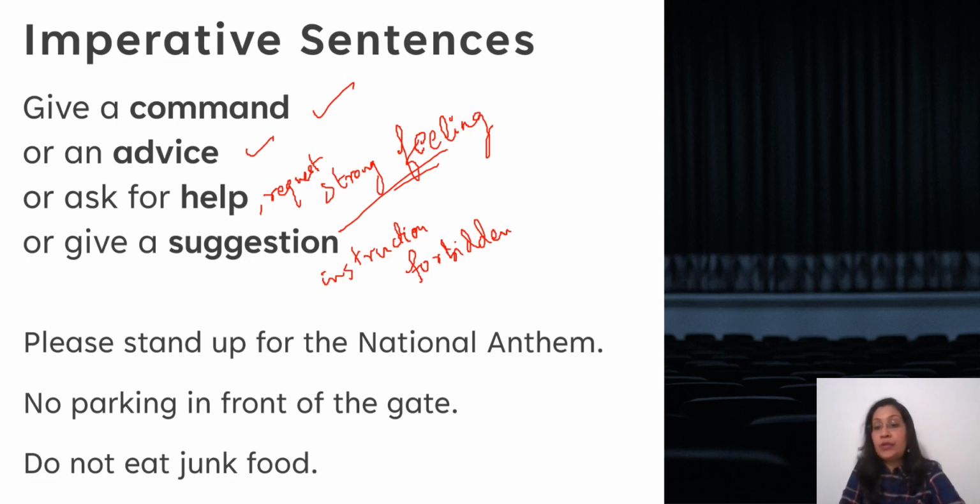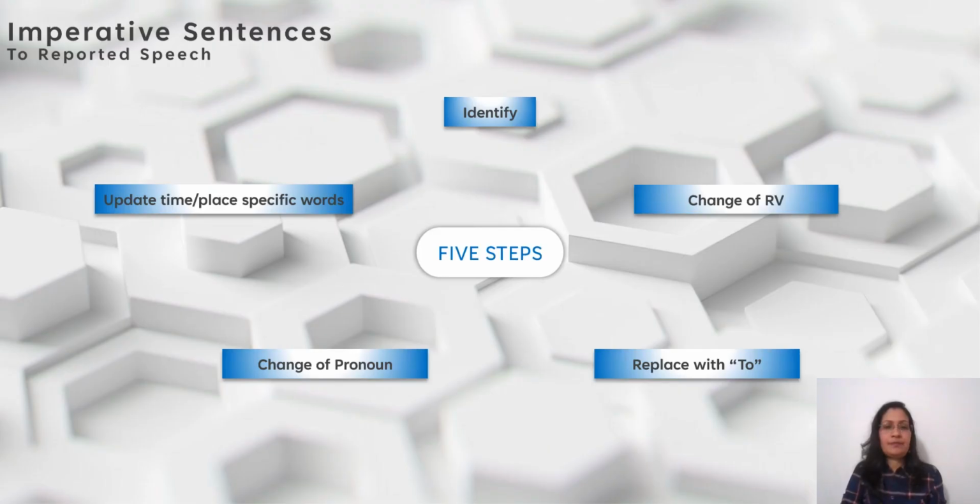Let's know how to deal with these sentences, where the reported speech is an imperative sentence. Just like the previous sentences, we have already dealt with declarative and we have also dealt with interrogative sentences. Imperative sentences have also got a sequence of steps that we should know before changing them from direct speech to indirect speech.